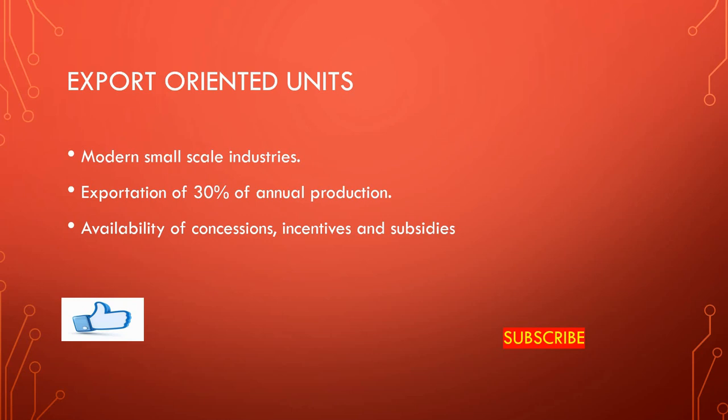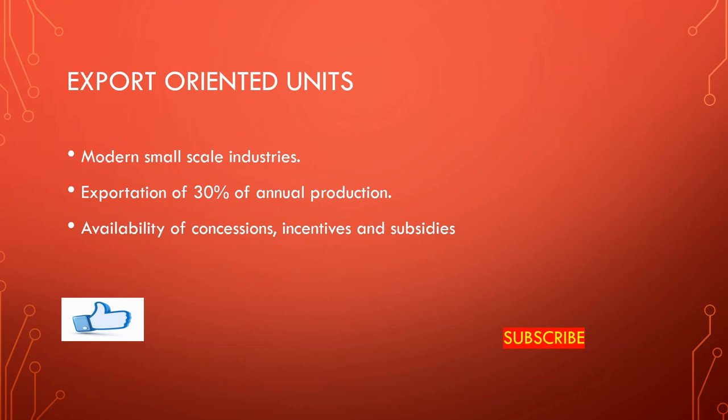Export oriented units. Export oriented units are modern small scale industries. These industries export nearly 30% of their annual production. The government provides various types of incentives, concessions and subsidies to improve their competitive abilities. You may be knowing the government has set up Exim Bank, Export and Import Bank, which finances these exporters. And there is one more, the Export Credit Guarantee Scheme, ECGC, which is provided to the entrepreneurs who are engaged in export.